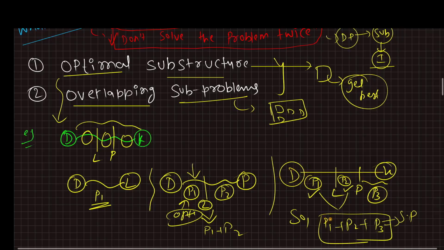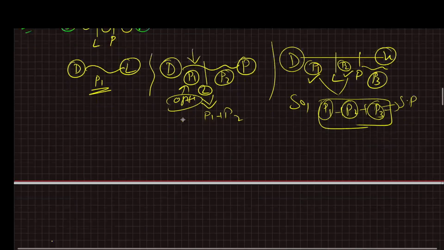And for each subpath we have the optimal substructure which gives the optimal result for that subpath. That is the optimal substructure. Now we will see overlapping subproblem.